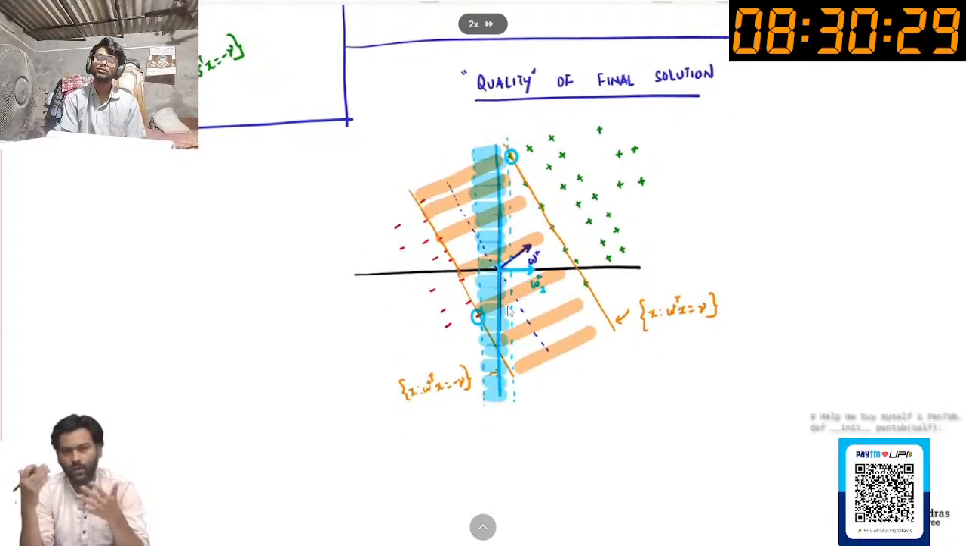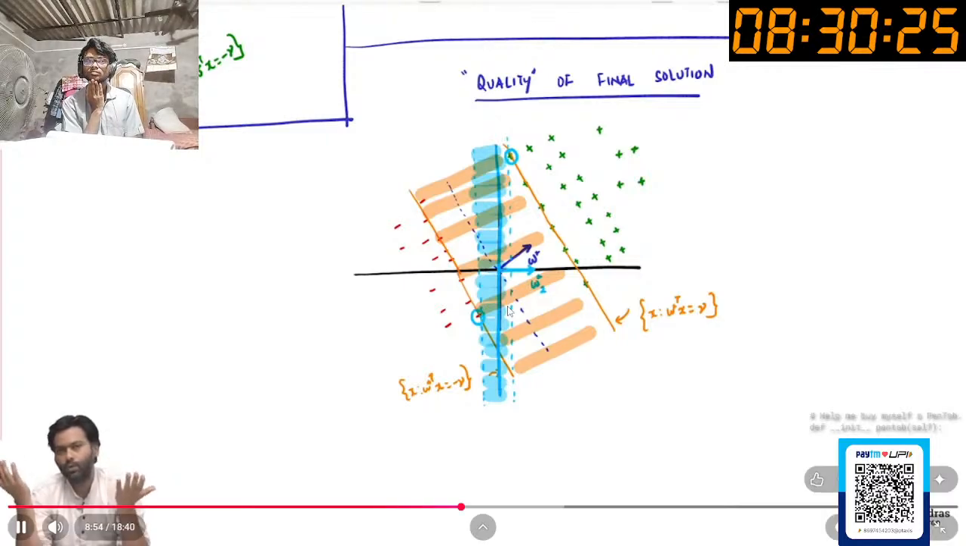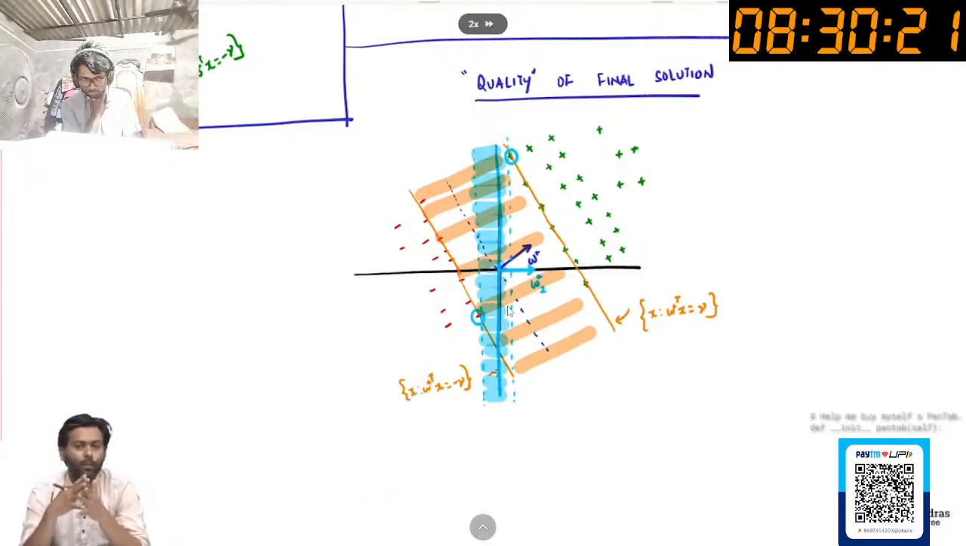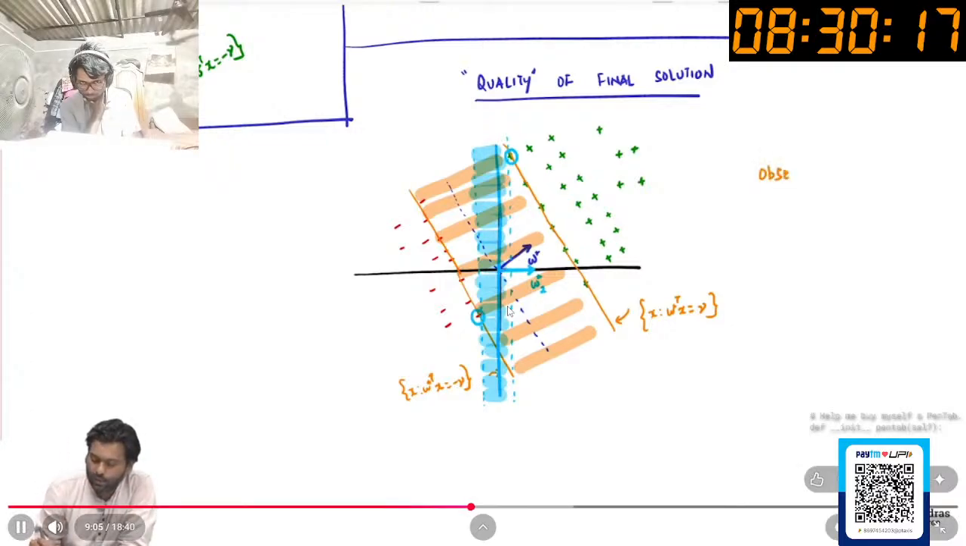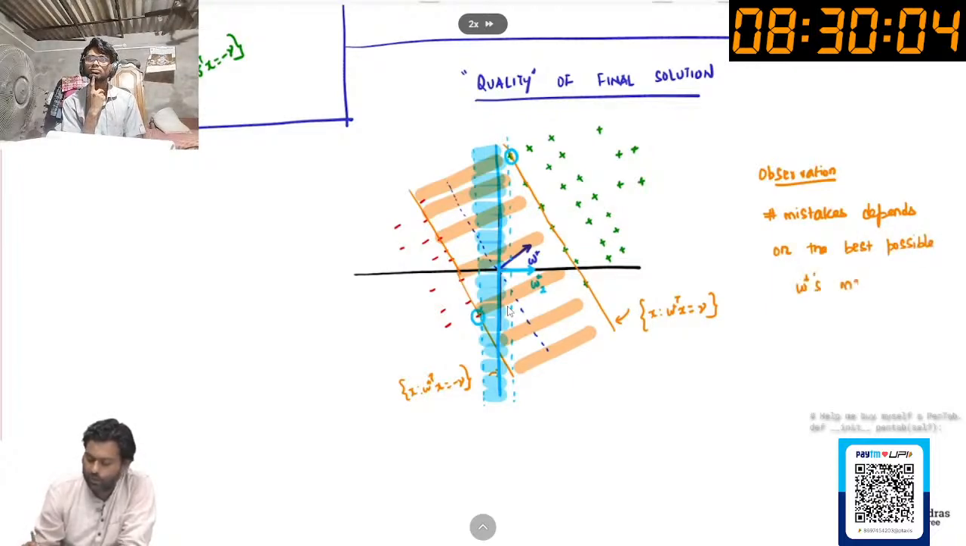So we just assumed that there is some W star, which means that in this data set, yes, there are two different W stars with two different gammas, gamma 1 and gamma 2 perhaps. But because we did not make any other assumptions about the true W star, the number of mistakes will depend upon the best possible W star's margin, right? So the observation is the following: the number of mistakes depends on the best possible W star's margin.